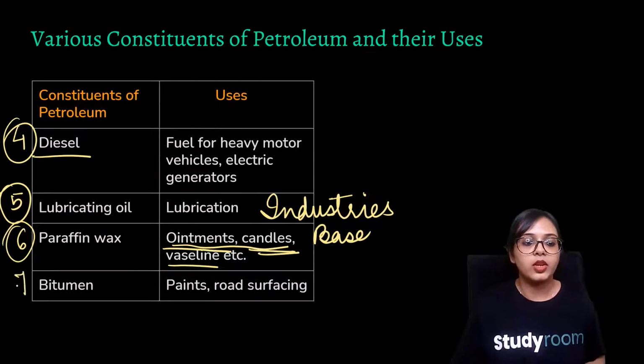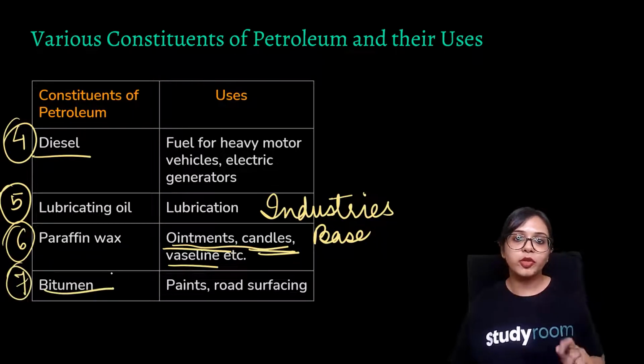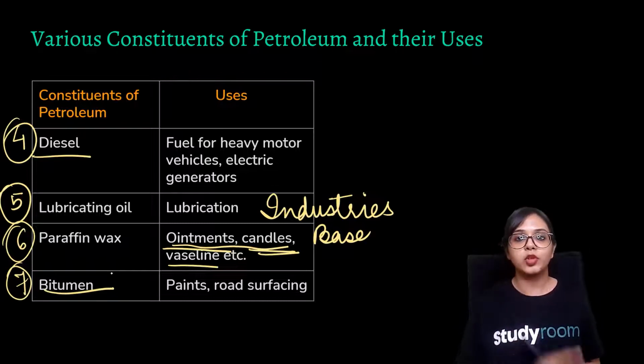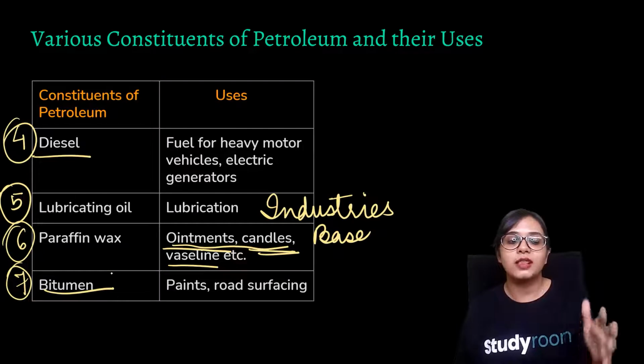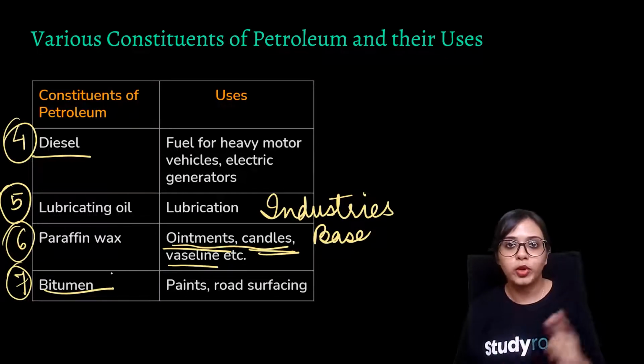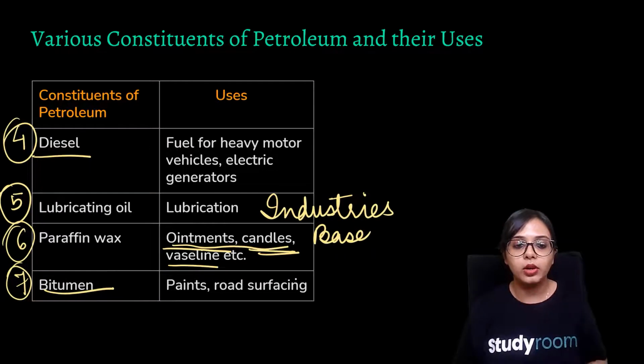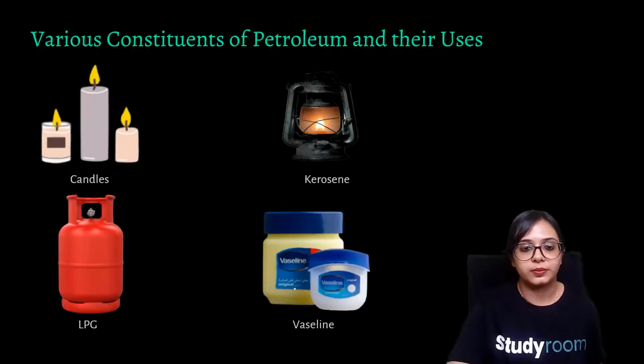Then you're getting bitumen. This bitumen, if you may remember, is the same bitumen that is used for metalling roads, and it is used as a substitute for coal tar. If you remember that slide from the coal lesson. So it is used for paints and road surfacing.